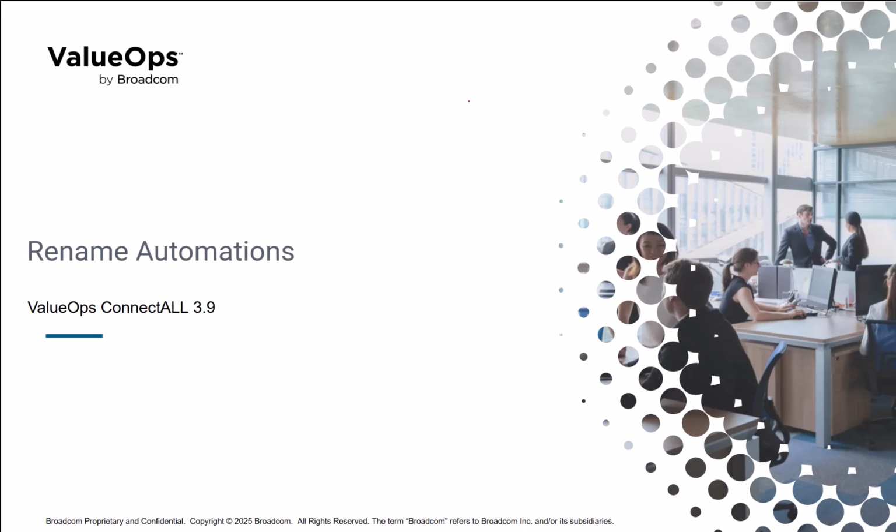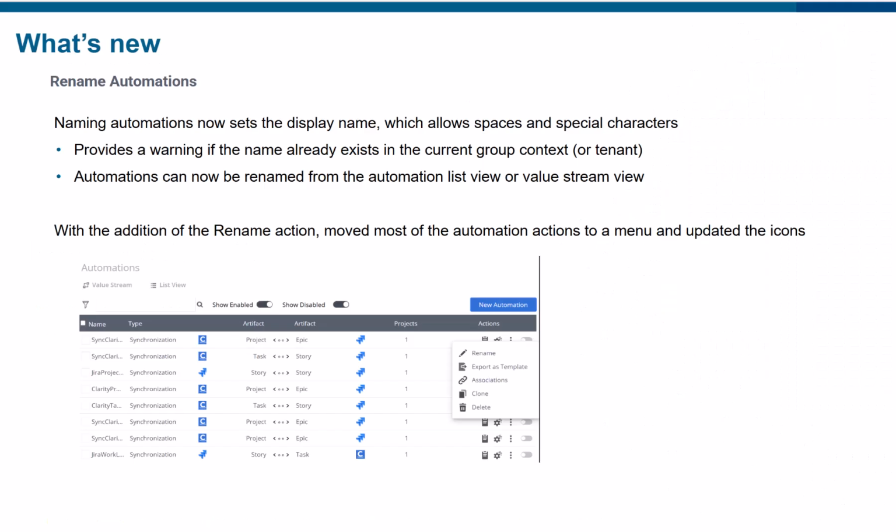The other major enhancement that we had in 3.9 was the ability to rename automations. When you name a new automation now, it sets internally what we call the display name. This allows spaces and special characters and does not enforce uniqueness. We do provide a warning if the name already exists in the current group context or in SAS in the tenant, but it doesn't care about names in other groups or tenants.